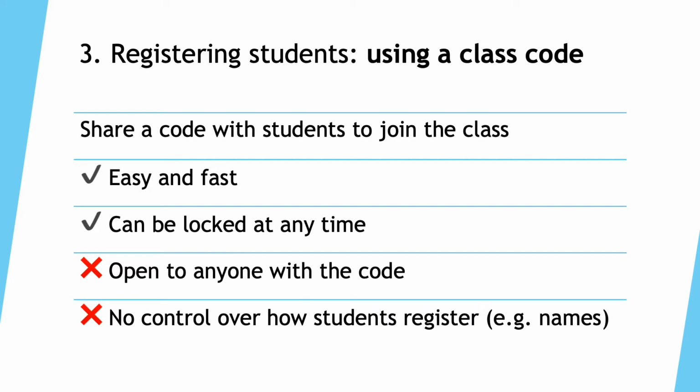You also don't have any control over how students register. So when students receive the code, most of them will not have an Edmodo account. They'll go to Edmodo, they'll sign up. Some students will use Romaji, some students will use Kanji. So when you use this method, you'll see your class list will appear in a bunch of different ways. So as long as you're comfortable with dealing with that, using the class code is an easy way to go.